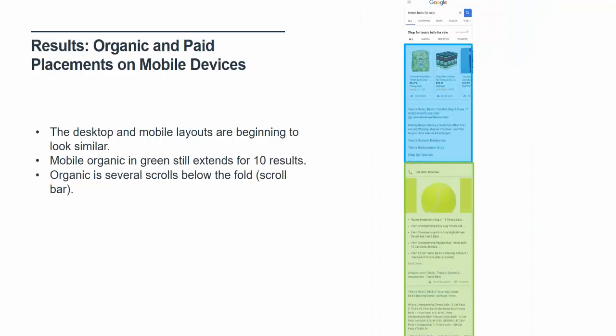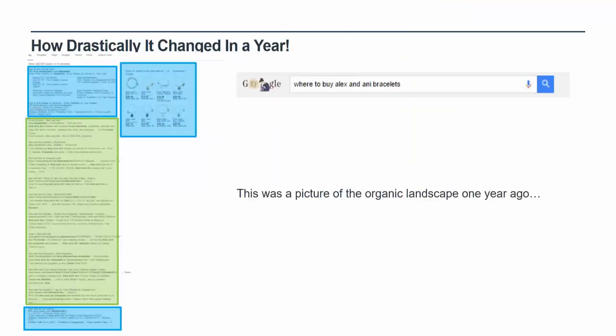It wasn't always like that. The blue is still an ad, the green is still organic, and there I had to cut the screenshot off. There are still many other organic results. On this particular search result page, there are, I think, 9. But for the most part, there are 10 positions on the first page. And it's really changed drastically in 1 year.